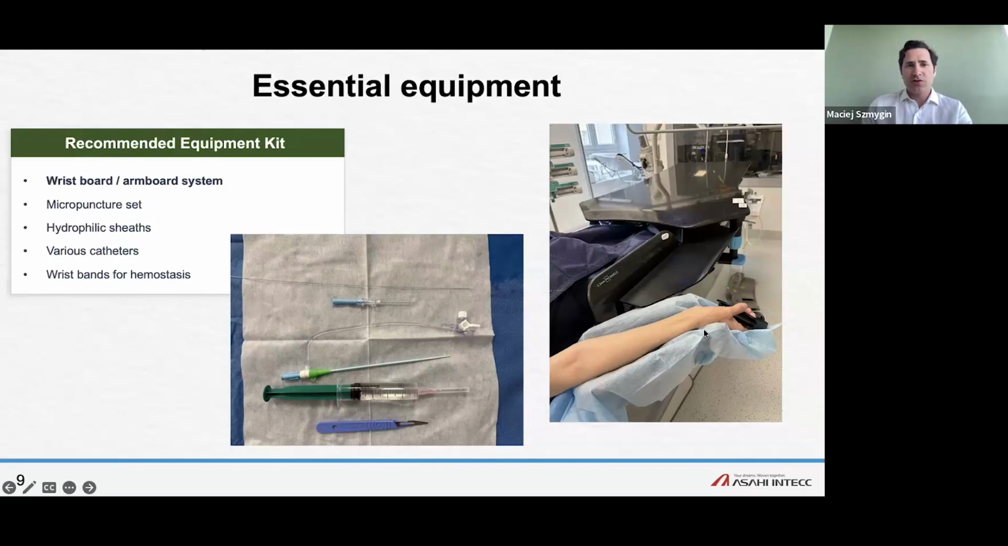We should always have a micropuncture set as visualized here. So we have a very thin guiding wire, thin needle, vascular sheath. We have our cocktail, and we have a small blade. Remember that it has to be a hydrophilic sheath. Always be prepared to have various catheters, because some vessels may be difficult to cannulate. So always have at least 2 or 3 catheters to be prepared. And of course, a wrist band for hemostasis.